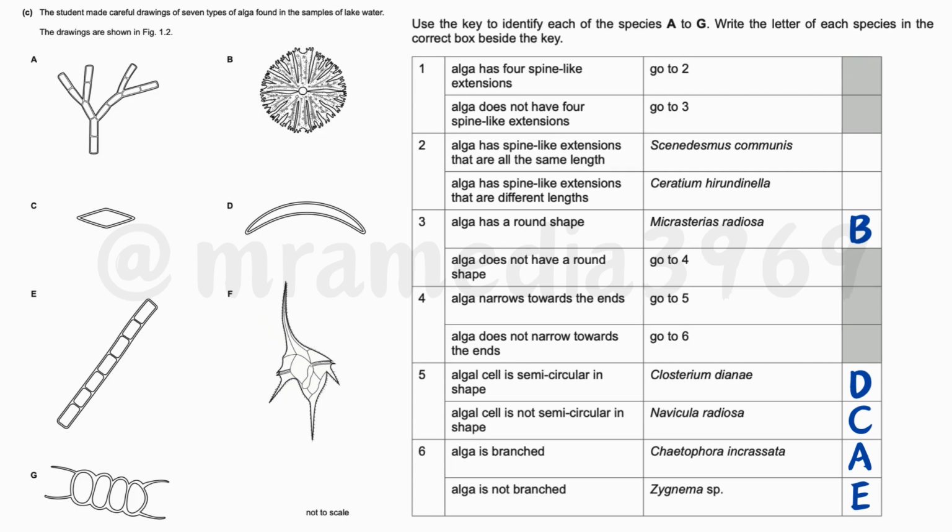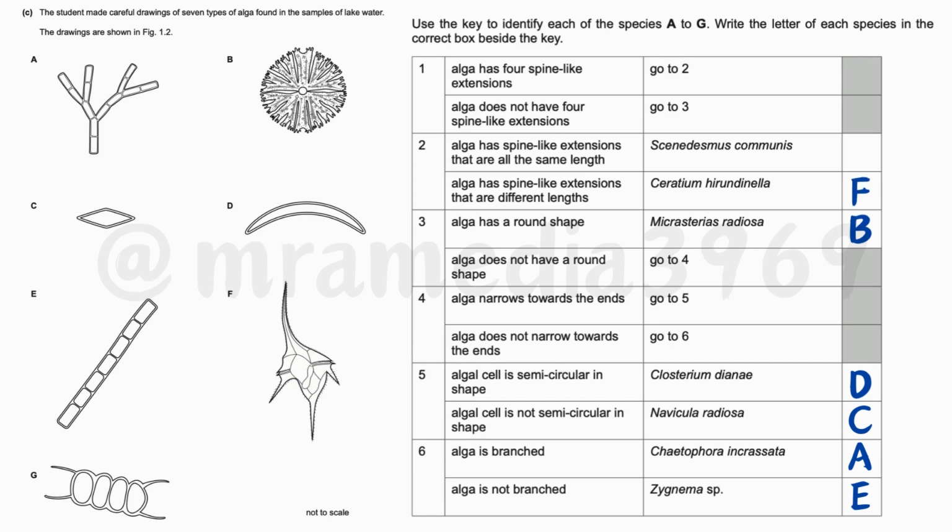Right, next up, F. Alga has 4 spine-like extensions. Yes, that's correct. Go to 2. Alga has spine-like extensions that are all the same length. No, they're not the same length. The alga has spine-like extensions that are different lengths. So F is Ceratium hirundinella.